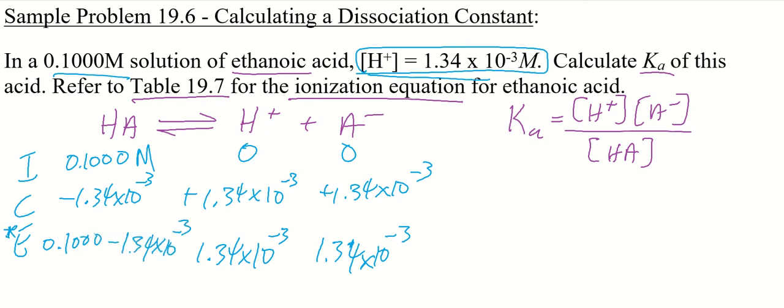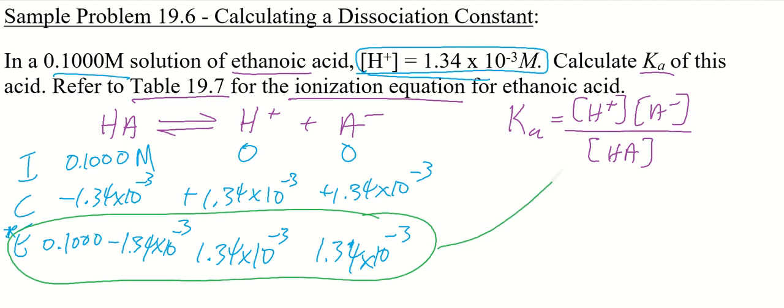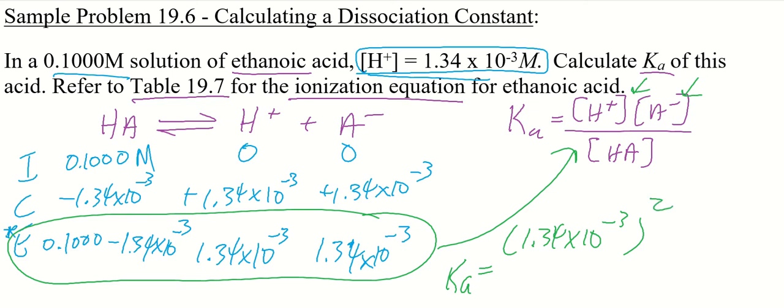This is what we were going for. Now we can use those to just plug in there. So plug those values in, and you'll get your answer. Ka is equal to 1.34 times 10 to the negative 3. I don't feel like writing that twice, so we'll just square that. And then the concentration of the weak acid at equilibrium is 0.1 minus 1.34 times 10 to the negative 3.